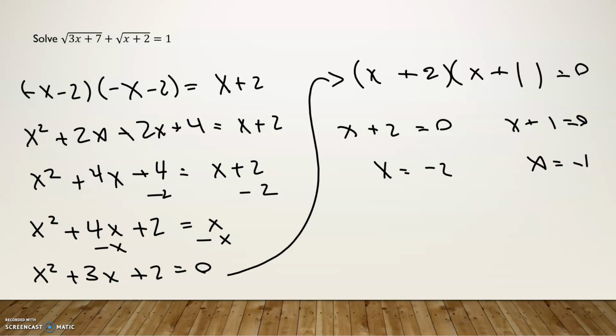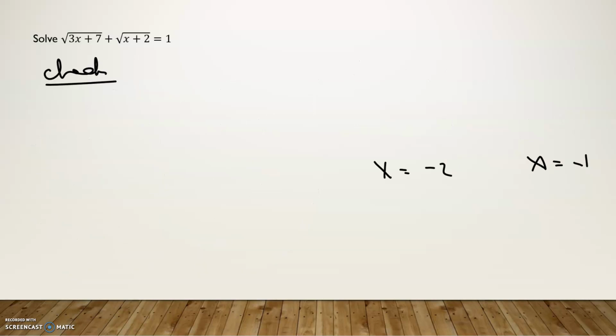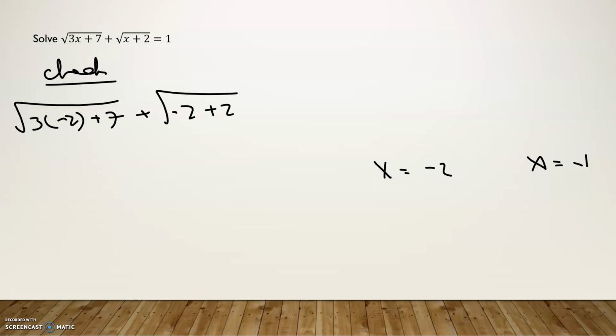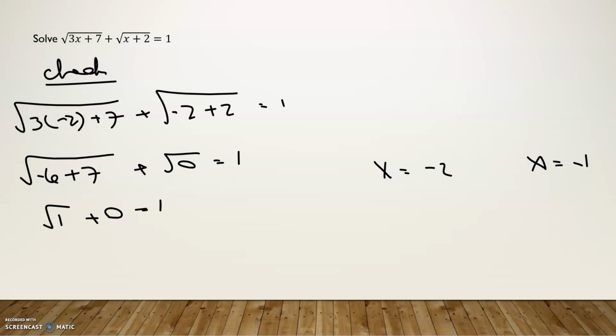Now we need to go back and check those. We'll check negative 2 first. So 3 times negative 2 plus 7 plus the square root of negative 2 plus 2 equals 1. This will be negative 6 plus 7 plus the square root of 0 is equal to 1. Square root of 1 plus 0 equals 1. 1 plus 0 equals 1, so 1 equals 1. Okay, this one checks out.